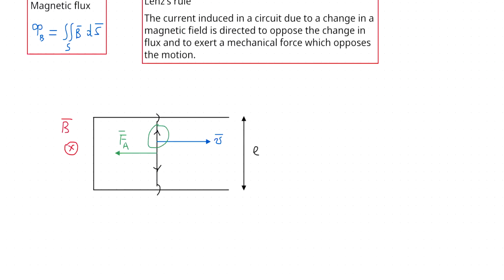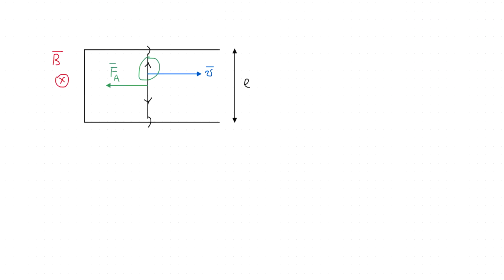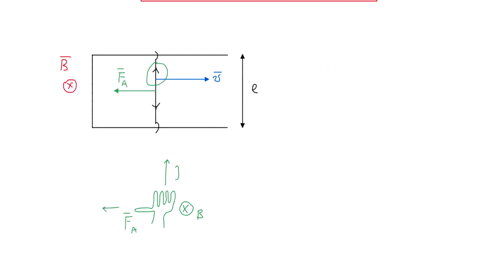I'll remind that according to the left hand rule, if we have left hand where vector B is directed to the palm of the left hand, so this is vector B, direction of electric current, and direction of Ampere's force. So this is the left hand rule.